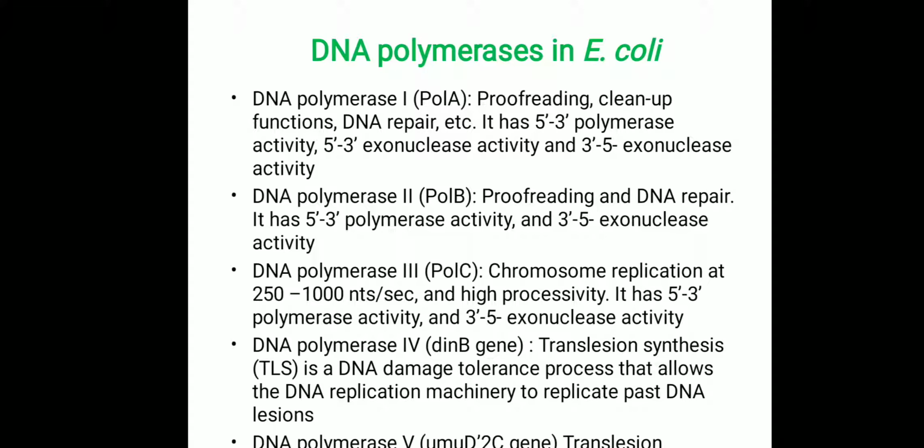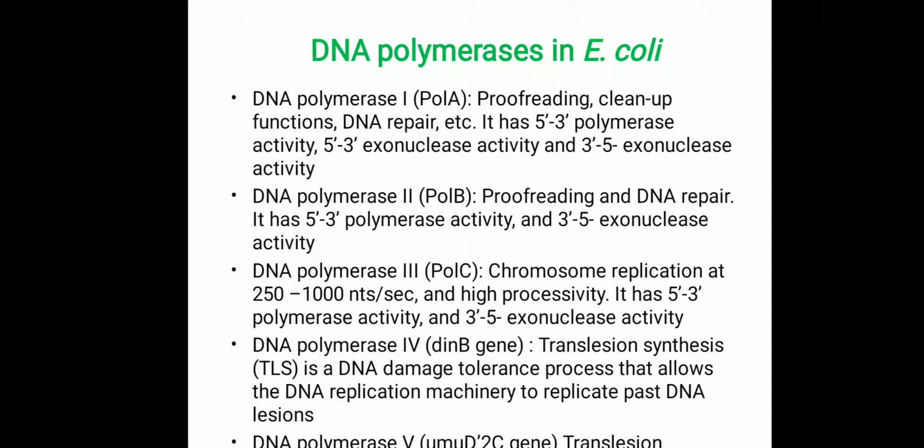This is produced by the gene named Pol A gene, and its main role is proofreading, cleanup functions, DNA repair, etc. It has 5' to 3' polymerase activity, 5' to 3' exonuclease activity and 3' to 5' exonuclease activity.